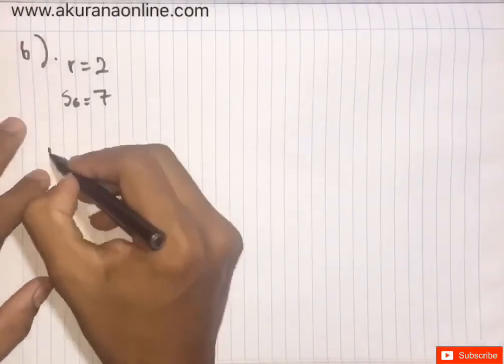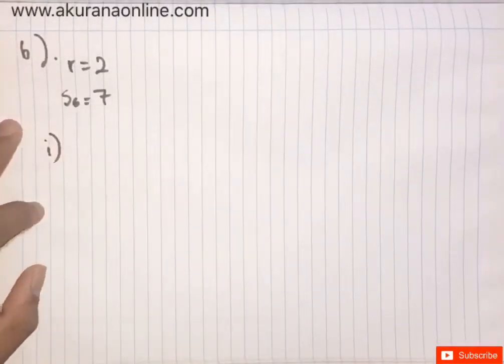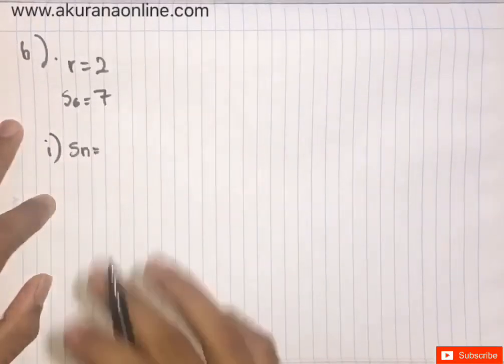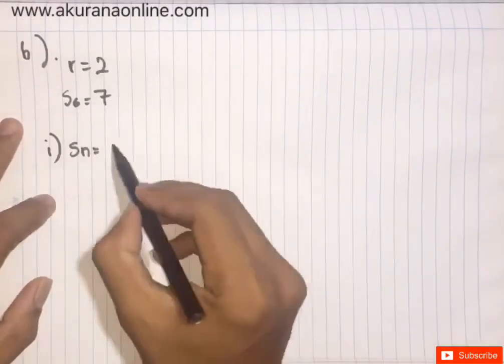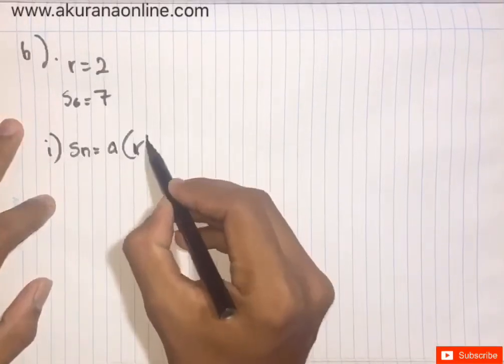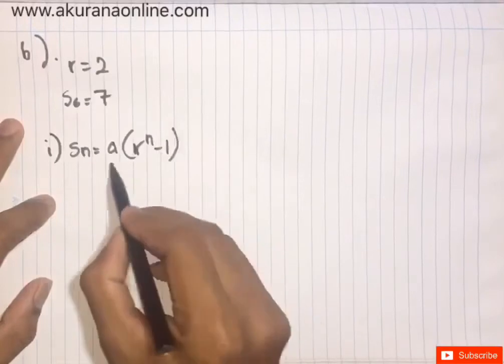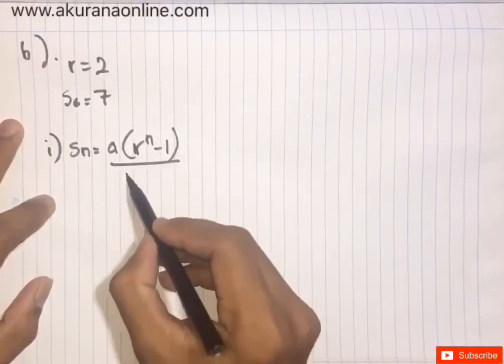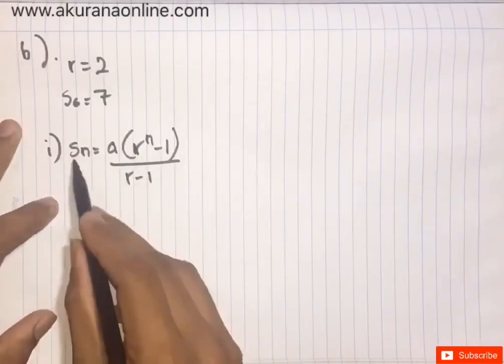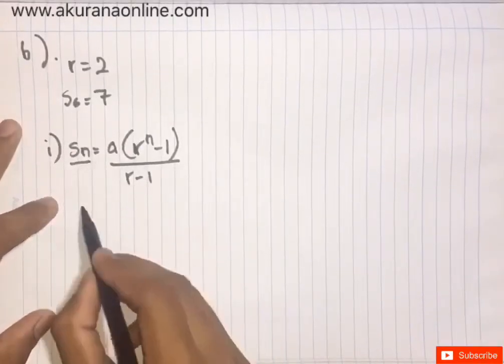You have to find the first term. How do you find the first term? Now you have an equation. In order to find the sum, you should know this equation: a inside bracket, r to the power n minus 1, and in the denominator it should be r minus 1. Now you can substitute. What is the sum they have said? It is equal to 7.